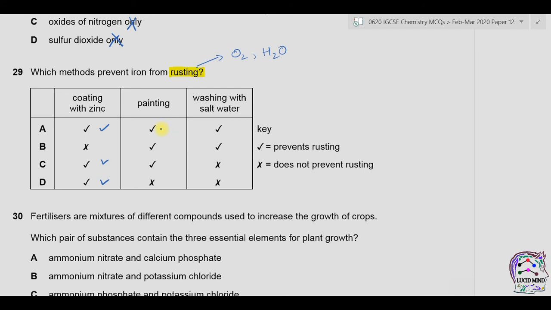Second is painting, this is also true. Third is washing with salt water. Now salt water actually behaves as an electrolyte, so therefore it increases the rusting process, so there should be no salt water. So therefore the correct option is C.